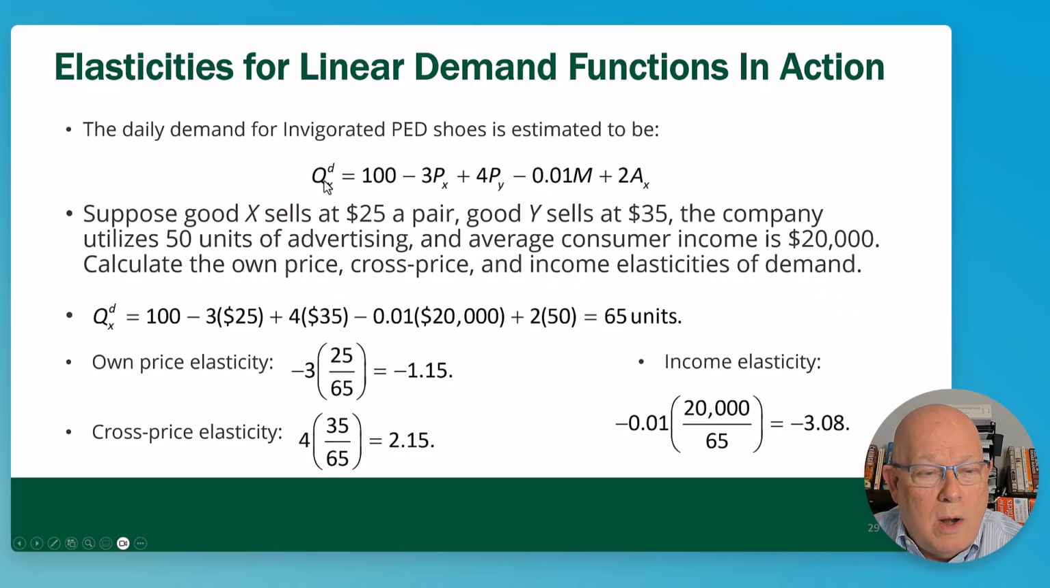And the ideal quantity at this price that we would produce would be 65 units. At a price of $25 a pair, 35 for Y, at that income level and that level of advertising, then in theory, the quantity demanded should be 65 units.